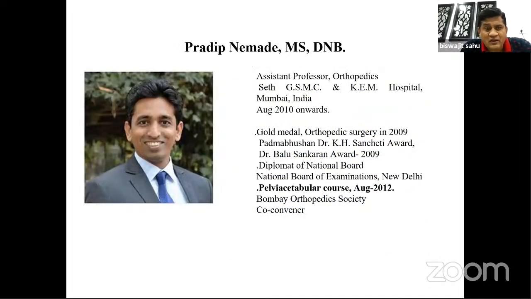Pradeep Nemade is a young and dynamic acetabular surgeon. He's the assistant professor in orthopedics from SET GSMC and KM Hospital, Mumbai. He's working there since August 2010. He's a recipient of gold medal orthopedic surgery in Padma Bhushan Dr. K. Sancheti Award in 2009. He has got gold medal in orthopedic surgery Dr. Balu Sankaran Award in 2019. He's a diplomate of National Board in New Delhi. He was a co-convener of the pelvic acetabular course in August 2012, which was conducted by the Bombay Orthopedic Society.